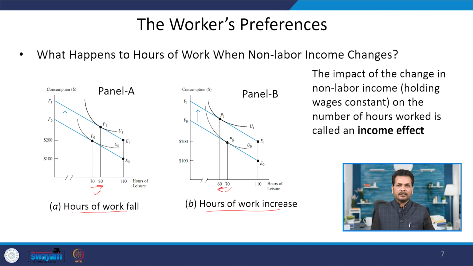Now, why do we have these contradictory results? Both panels in the figure draw legal indifference curves. Both panels have indifference curves that are downward sloping, do not intersect, and are convex to the origin. It seems that we cannot predict how an increase in the non-labor income affects the hours of work, because in one case it is increasing, and in another case it is decreasing.